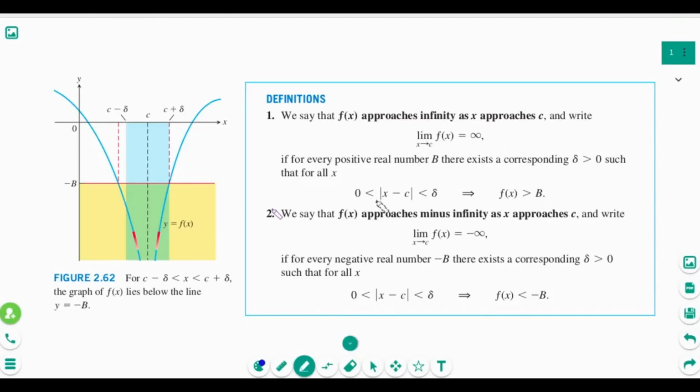A corresponding delta greater than 0, such that for all x with 0 less than modulus x minus c less than delta, for this domain we get the range as f(x) greater than b. Or we say that f(x) approaches minus infinity as x approaches c. In this graph, f(x) is approaching minus infinity as x approaches c.